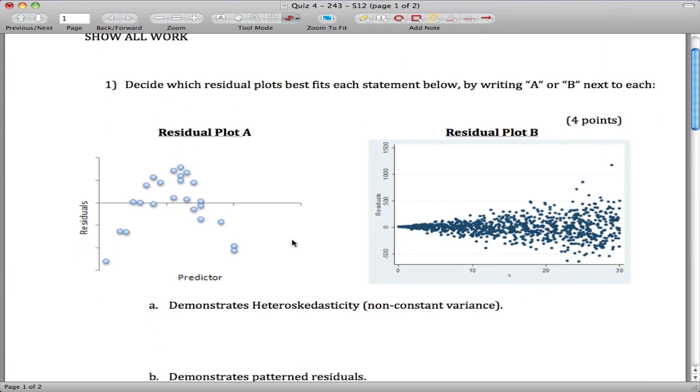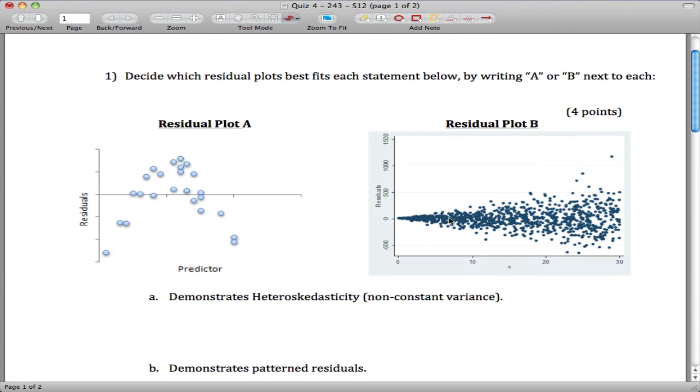Here are our quiz 4 solutions. The first problem, we're given a couple of residual plots and asked to say which is which.